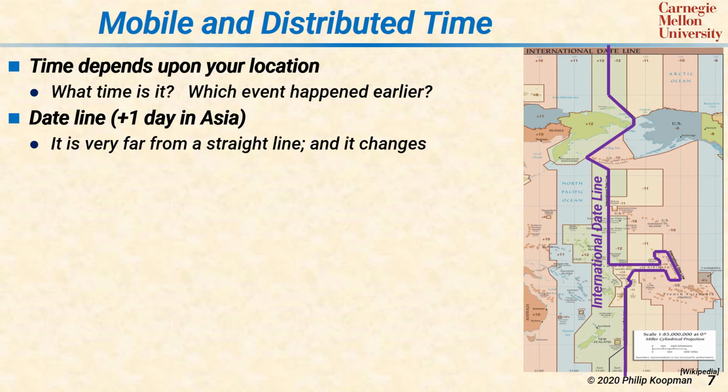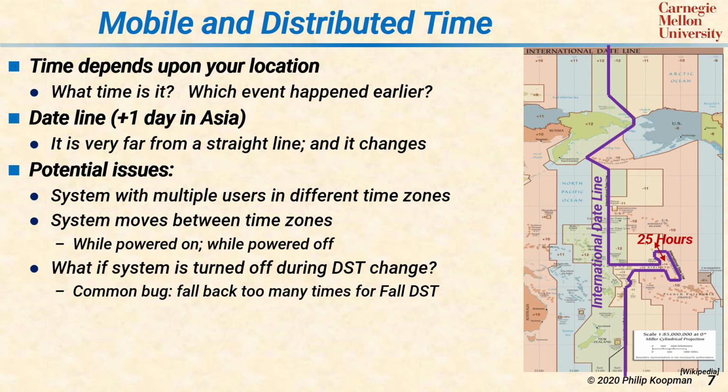A more subtle but also problematic issue is that some software assumes that there's a maximum of 24 hours of difference between any two locations. But in fact, there's a part of the Pacific where there are two locations across the date line that are 25 hours apart. Some of the potential issues dealing with mobility and time zones are you have a system with multiple users in different time zones, and they have to agree what time something is and which event happened first. You may have a system that moves between time zones because it's mobile, and it may not even move all that far. It may go from one island to another and experience a 25-hour time jump.